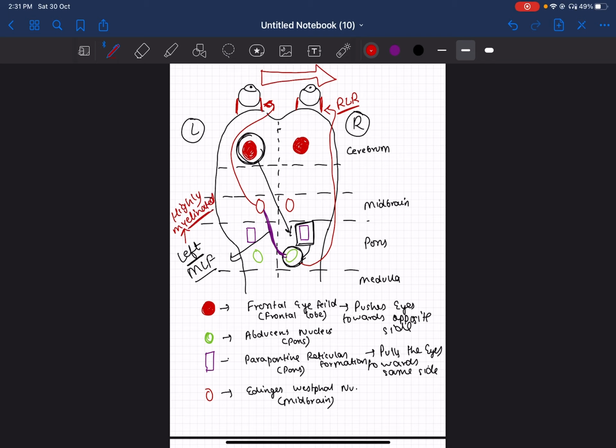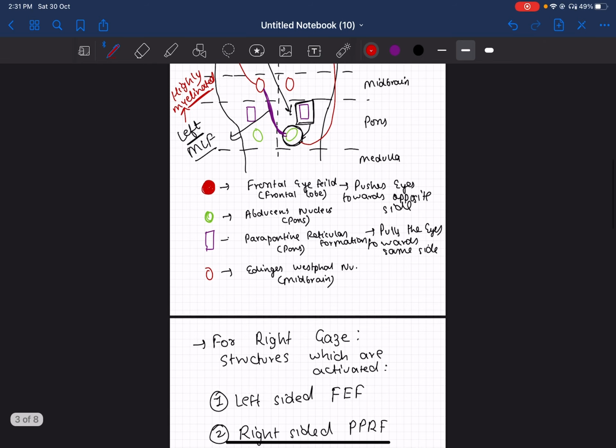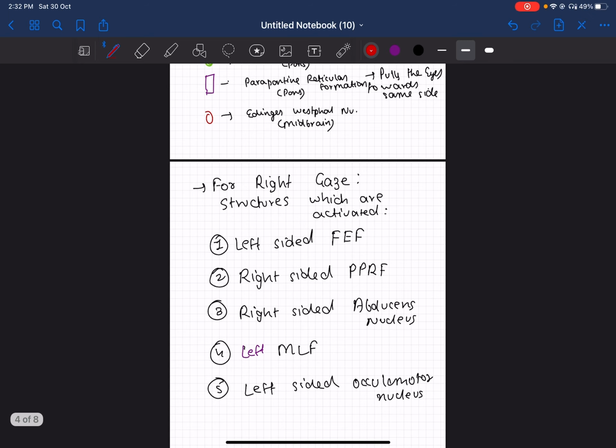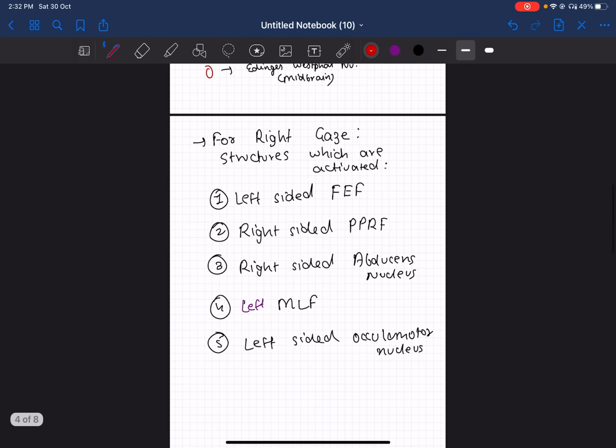Now let us look at the lesions of these areas. So first we should look at the structures which are responsible for the right gaze. So we have seen that the left-sided frontal eye field will be activated. It will cause activation of the right-sided PPRF.